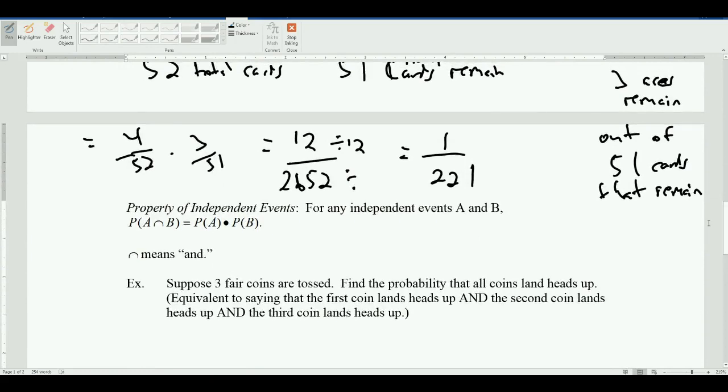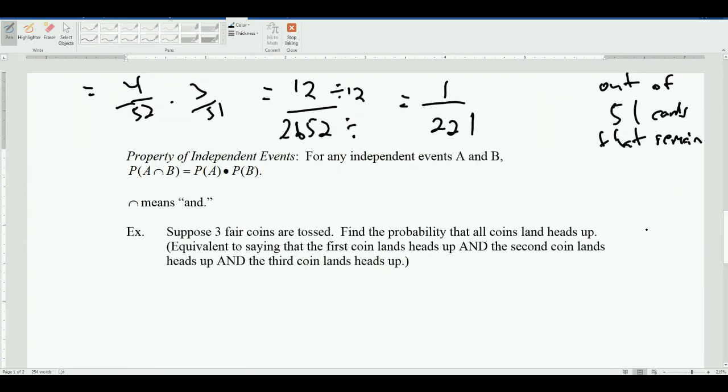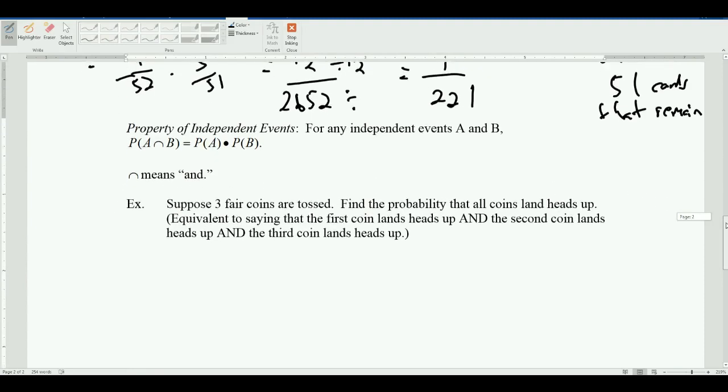Now that example had an intersection of events. Sometimes they don't have any intersection events. They're totally independent. So in that case, you just multiply them together. Once again, the intersection symbol, the upside down U, means and. That's the intersection.